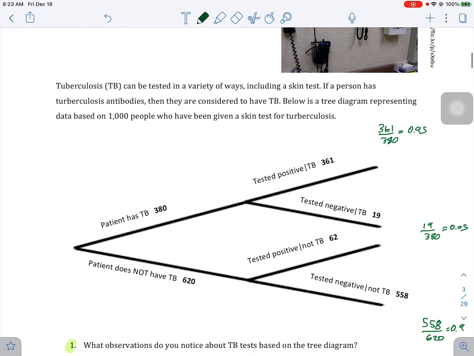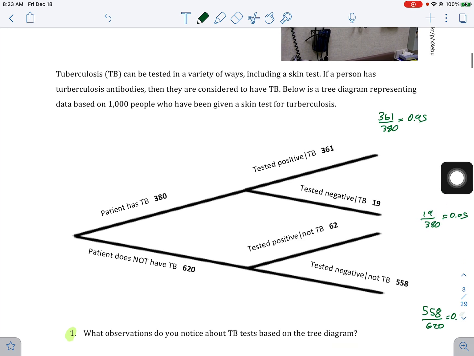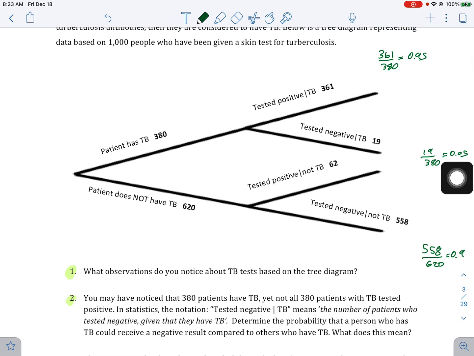And they use an example here with TB testing, and they show a chart here that helps you to figure out some of the different probabilities. And the first question is, what are some observations? The first thing is you can tell from this first juncture here, what's the probability that a patient has TB?